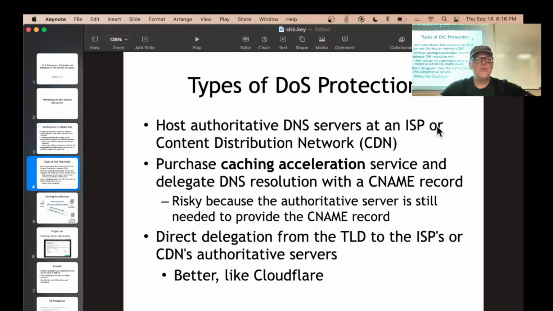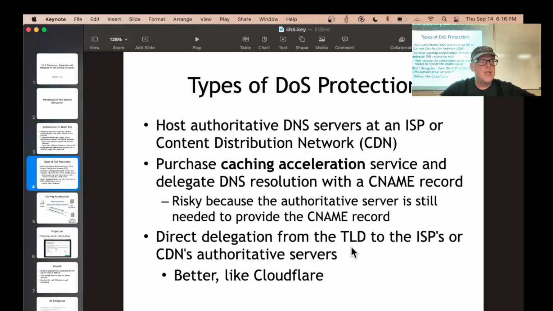One way is to host your authoritative servers at a large company that has these content distribution networks, like an ISP or a content distribution network like Akamai that exist for this. The other thing is to purchase a caching acceleration service and delegate your DNS records to someone else who will then have this other server that is more powerful. But the problem is then the requests still come to your authoritative server to get the referral. And your authoritative server might get overwhelmed and not be able to provide those referrals.